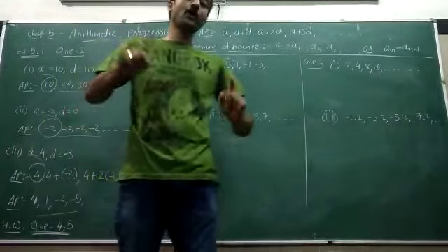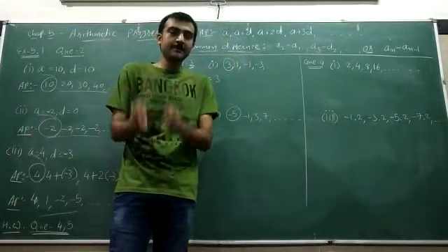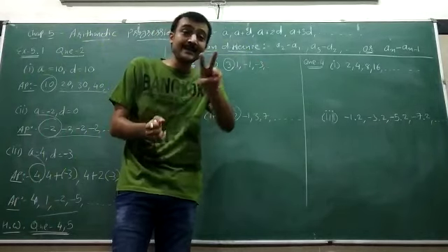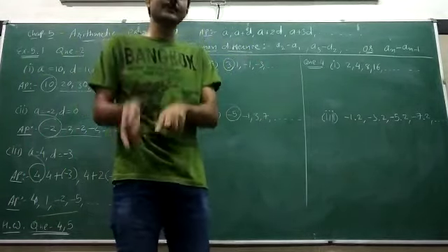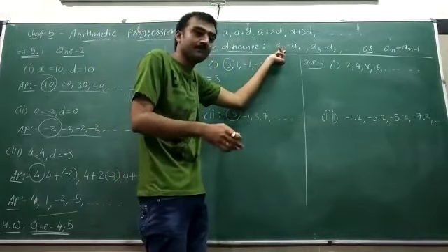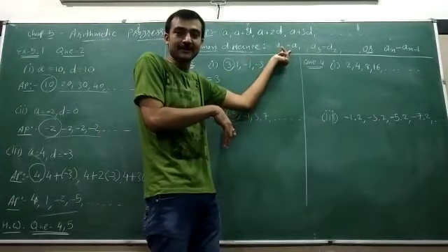Now we have to find the common difference. What do we mean by common difference? Common difference means the difference between any two consecutive numbers. That means subtract the preceding number from its successive number.